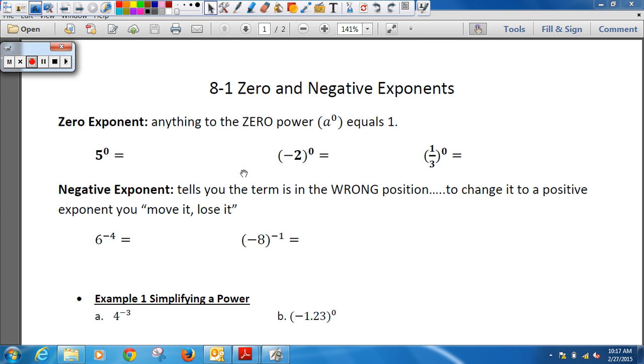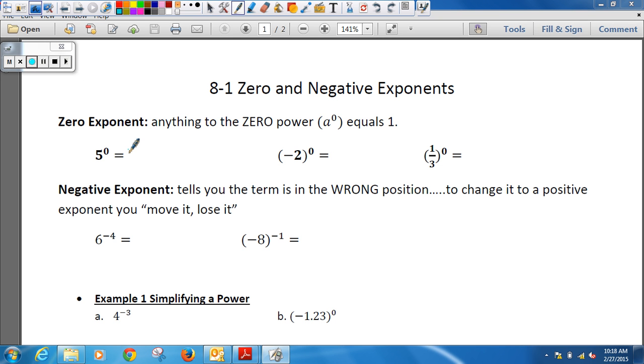Today we are reviewing the idea of zero and negative exponents. Hopefully for the majority of you, you can remember from last year the difference between them and what they mean. Okay, a zero exponent: anything to the zero power equals 1. No matter what it is, the part that has the zero exponent will be equal to 1.